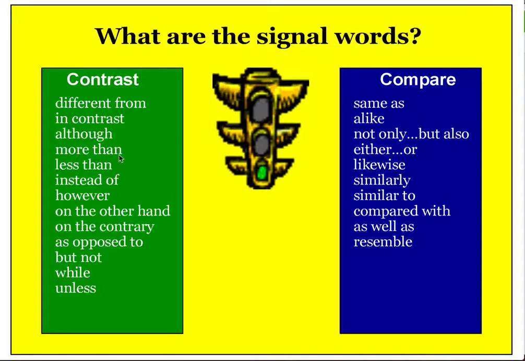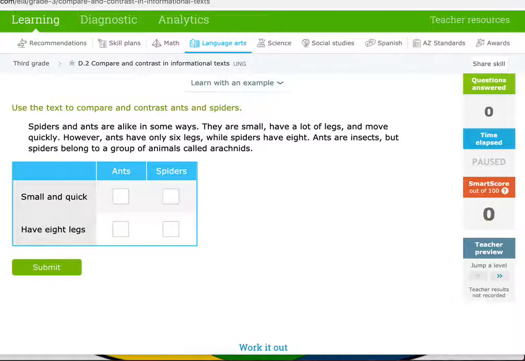Now I'm going to take us to IXL just to show how they set it up and how we're going to be doing our homework today. So we're going to be doing comparing and contrast in informational text, which will be starred so you'll be able to see it. But the first thing we want to do always is make sure we read our text. So we're going to read, spiders and ants are alike in some ways. So remember, they're saying alike, so now we're comparing how they are the same. They are small, so they're both small. They have lots of legs and move quickly.